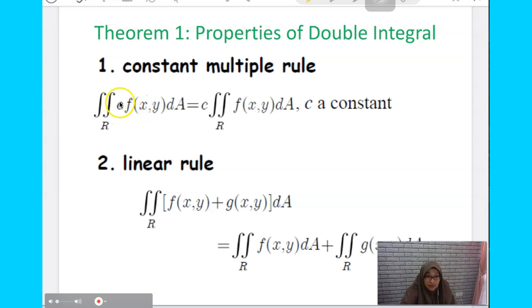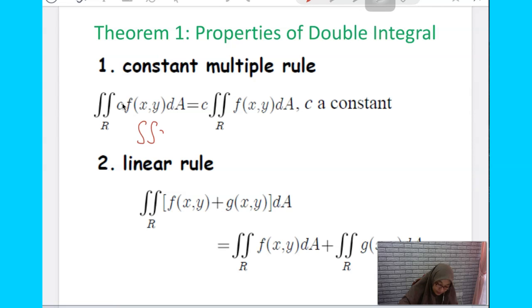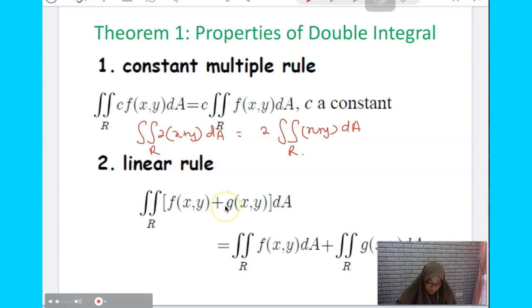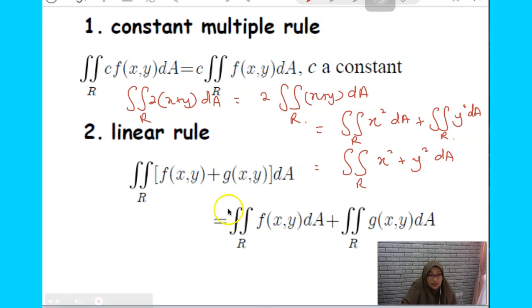let's say you are given the double integral of 2 of x plus y dA over the region R. Which means that you can also just take out 2 and then just solve for x plus y dA over the region R. So that is also possible. And the linear rule, which means that if, let's say, you are given the double integral of x squared plus y squared dA over the region R, you can actually split them into 2, which is to just solve for x squared dA over R plus the double integral of y squared over the same R. So that is the linear rule. You can split them.